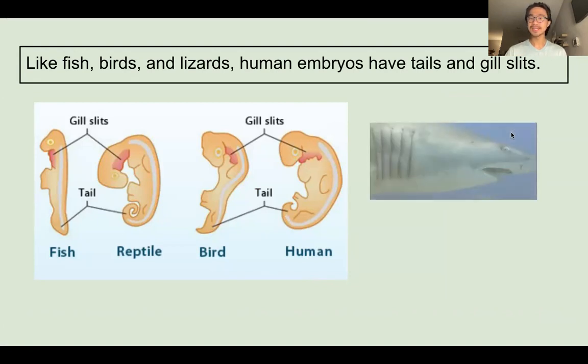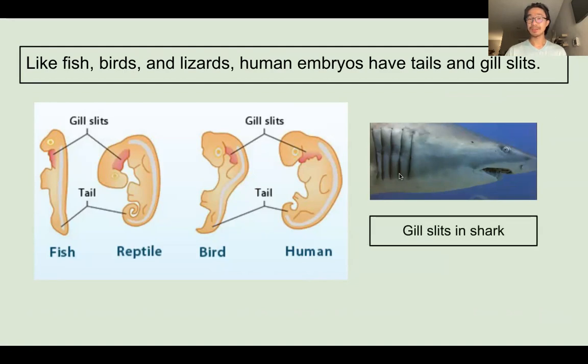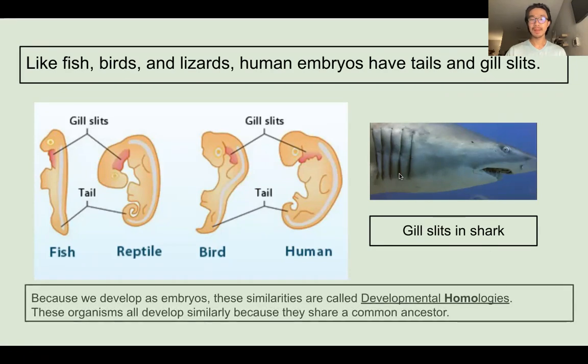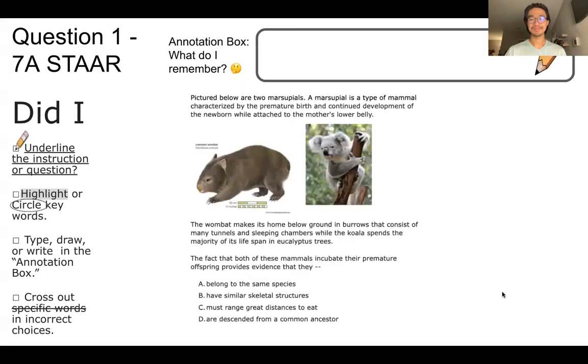What are gill slits? These are gill slits on the sides of a shark. So when we were an embryo, we had those. Because we develop as embryos, these similarities are called developmental homologies. Human embryos share similarities with bird embryo, reptile embryo, and fish embryo. These organisms all develop similarly because we share a common ancestor.